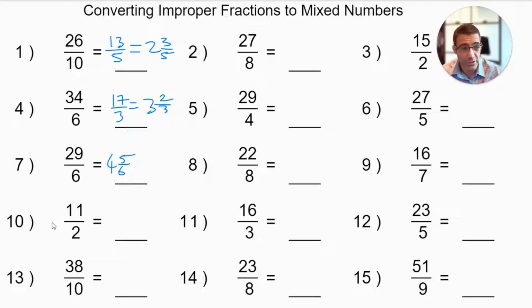11 over 2. Well, I know that 10 over 2 is 5. So each time I just try and find the biggest multiple I can. So 5, and then I'm left with 1 over 2. So it's 10 over 2 plus 1 over 2. The 10 over 2 becomes a 5.